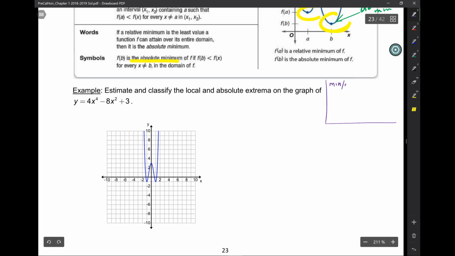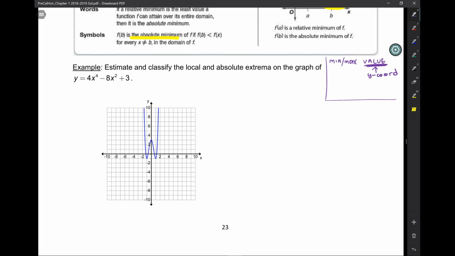Min or max value, that's the y coordinate. So how would you write it? Would you write y equals f of x? Right. Either y equals, or we say like f of blah equals blah. Okay? All right, so let's do a couple of examples and I'll let you know what I want.